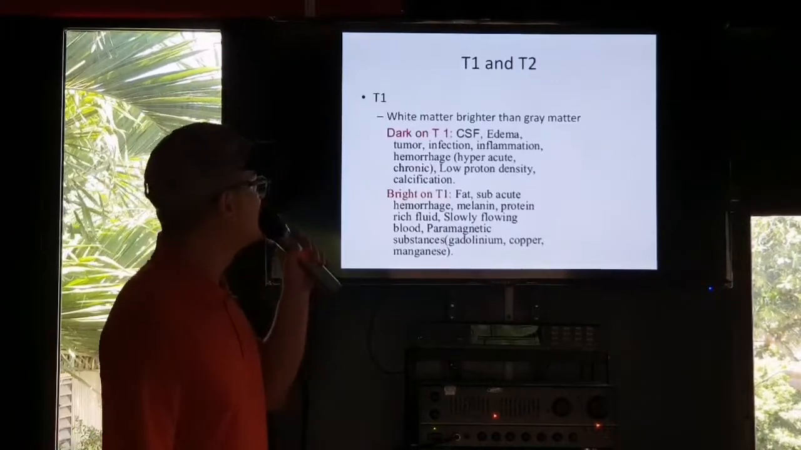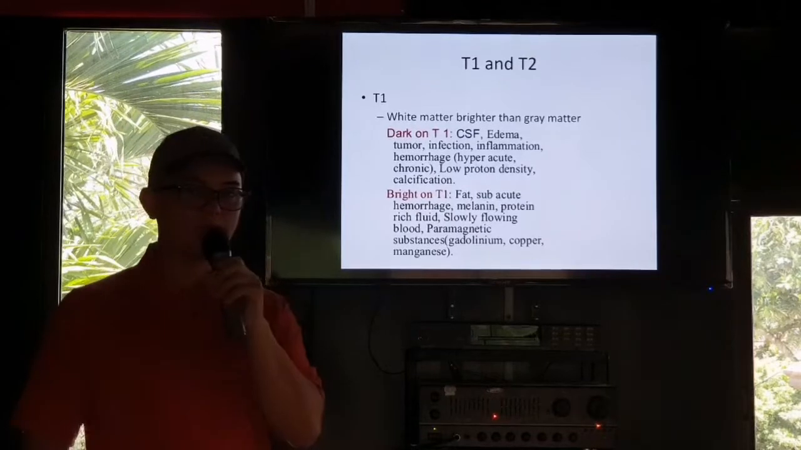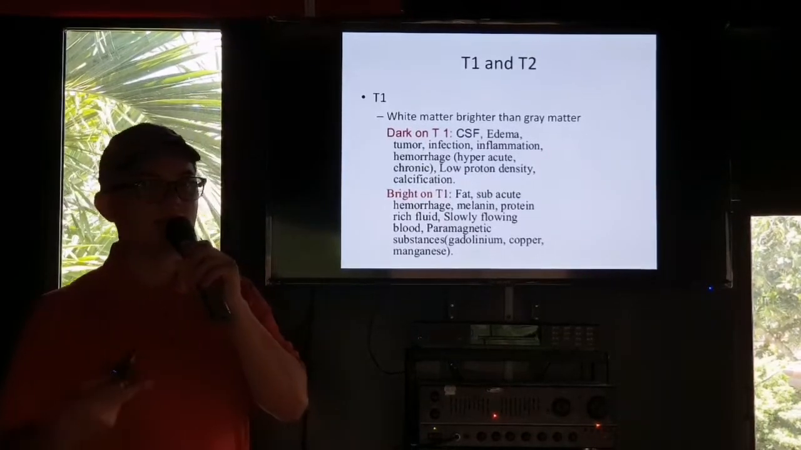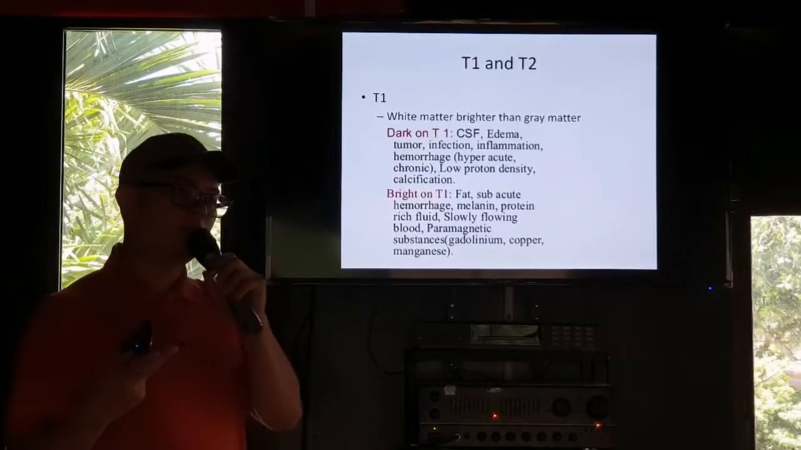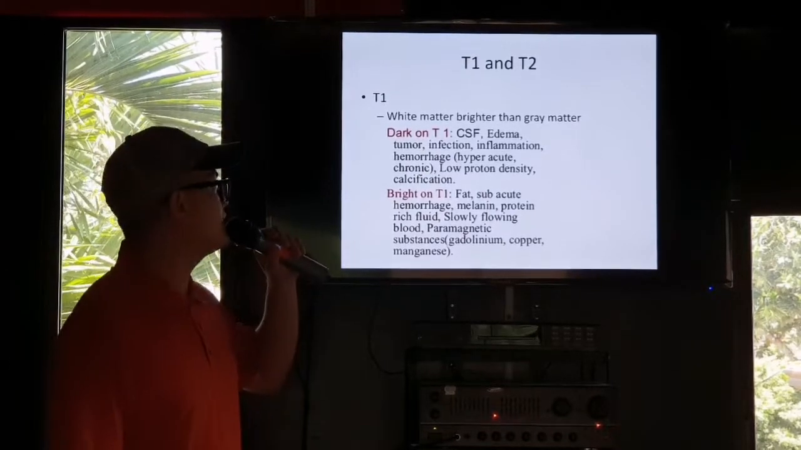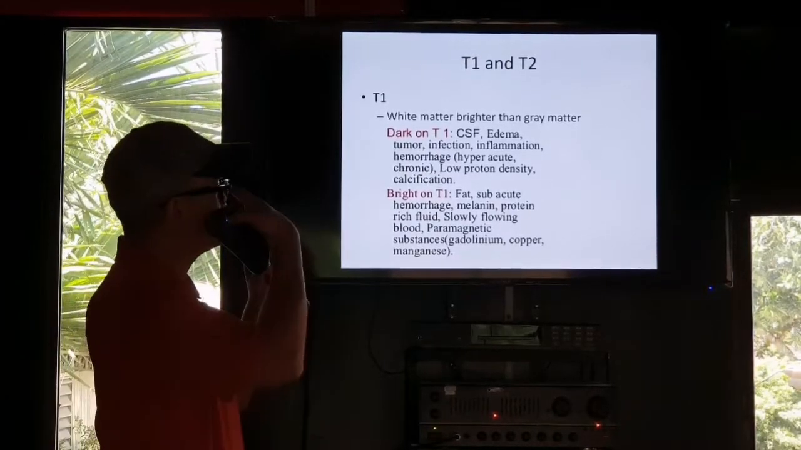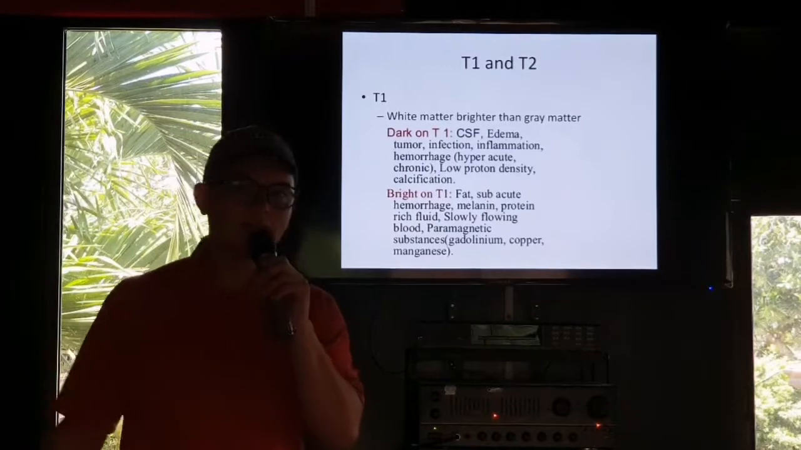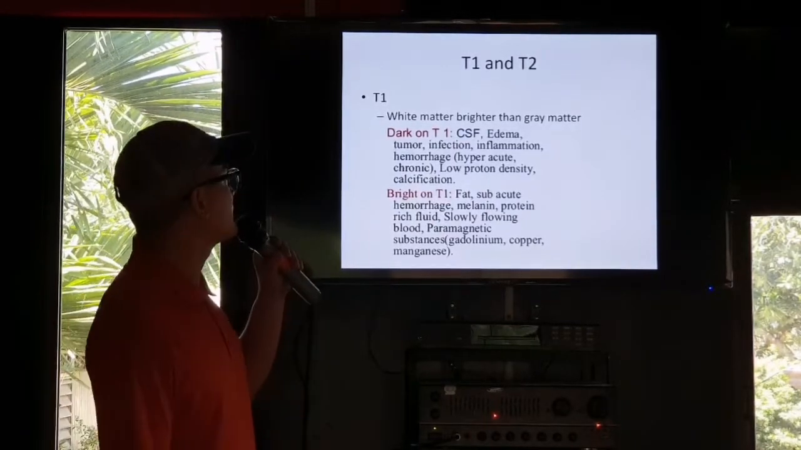So in MRI, you have two basic spin types. You have T1 and T2. So how do we define T1 and T2?